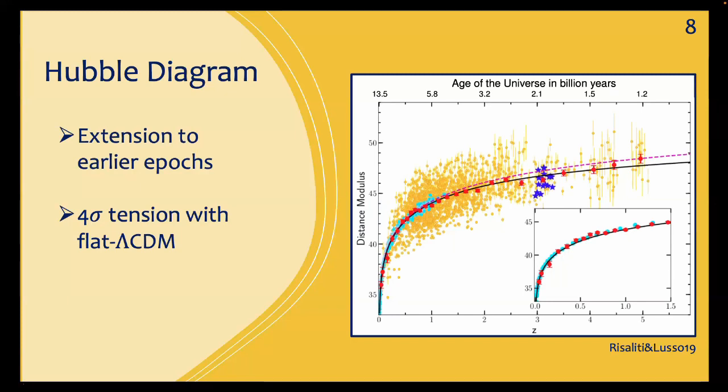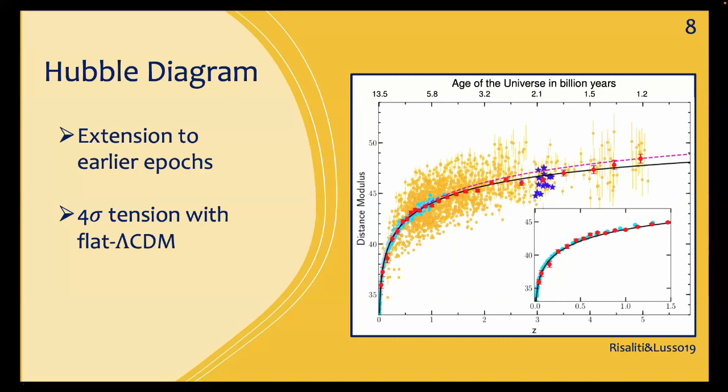And the other thing to notice here is that the dashed magenta line is the prediction of the Hubble diagram for a flat ΛCDM model, while the black line is the best fit for supernovae and quasars together. So there's actually a 4 sigma tension between the two, which starts building around redshift 1 point something.